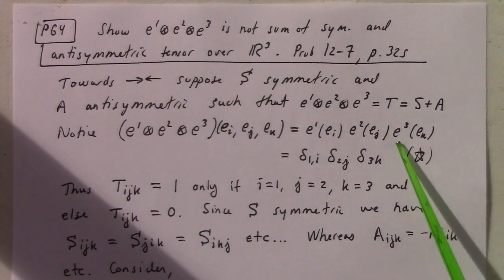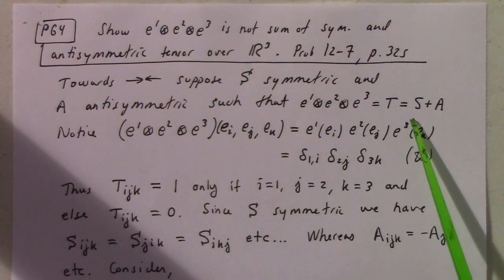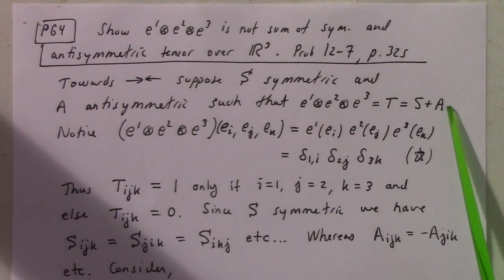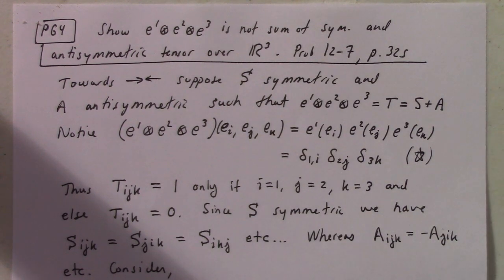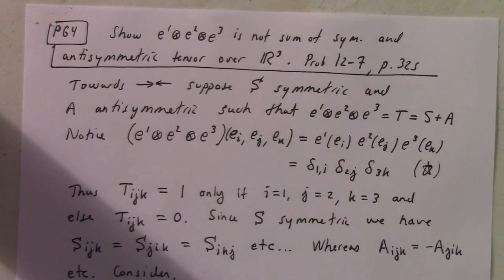And as such, I assumed that T, which is E1 tensor E2 tensor E3, is the sum of a symmetric and antisymmetric tensor. And then I sought a contradiction. And I sought, and I sought. I came to some conclusions fairly early on, namely that if we look at T in terms of its tensor components, of which there are 27 in principle because we're working over 3 dimensions, so i, j, and k each taking 3 values, ranges over 27 possible values. And you can easily see that only T 1, 2, 3 is non-zero.